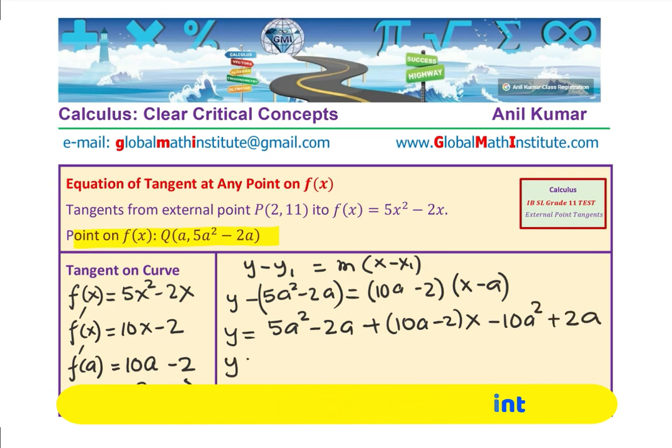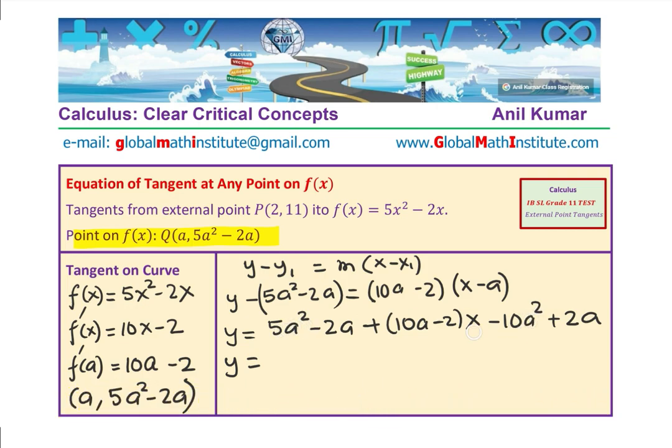So we have y equals minus 10a square and 5a square gives me, let's simplify this, so minus 5a square, right? And the a values, plus 2a minus 2a, cancel, okay. So we have the x values. Let me write like this, better write x values first.